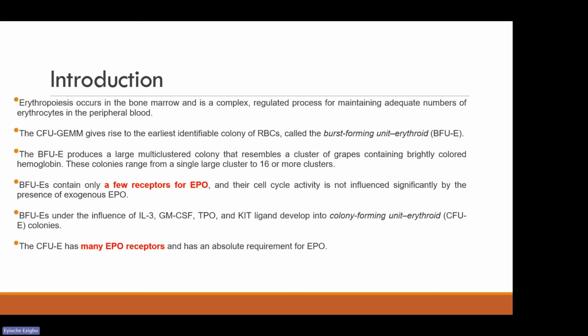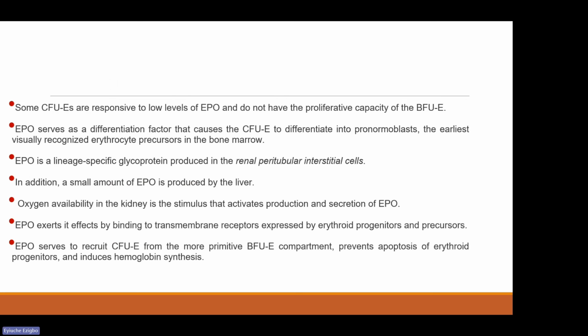The burst forming unit, under the influence of interleukin-3, monocyte colony stimulating factor, thrombopoietin, and the KIT ligand, develops into the colony forming unit erythroid. The colony forming unit has many erythropoietin receptors and has an absolute requirement for erythropoietin. That is the colony forming unit erythroid. Their requirement is different from that of the burst forming unit. So you need to be able to differentiate all these cells by their characteristics. That's why I take time to list some of them.